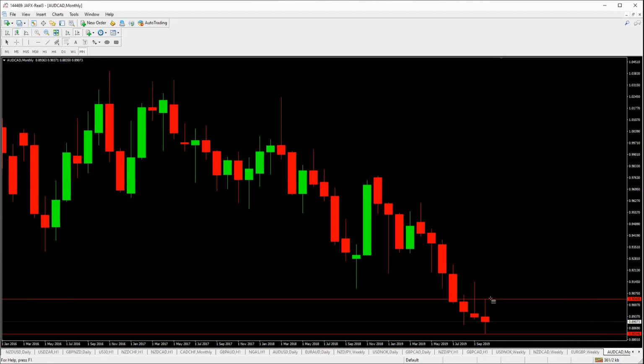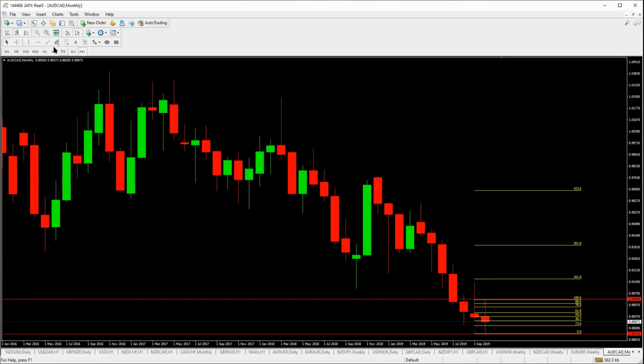So what I'm going to do, go to my monthly, going to measure this. Perfect. Got our 161. I plot that all the time. I just look at it, make sure I put my horizontal line on the 161.